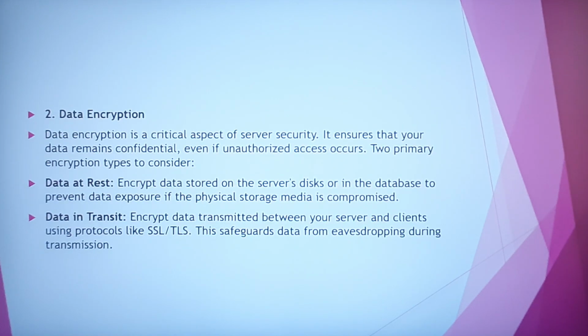Data encryption. Data encryption is a critical aspect of cyber security. It ensures that your data remains confidential even if unauthorized access occurs. Two primary encryption types to consider: data at rest. Encrypt data stored on the server disk or in the database. Prevent data exposure if the physical storage media is compromised.